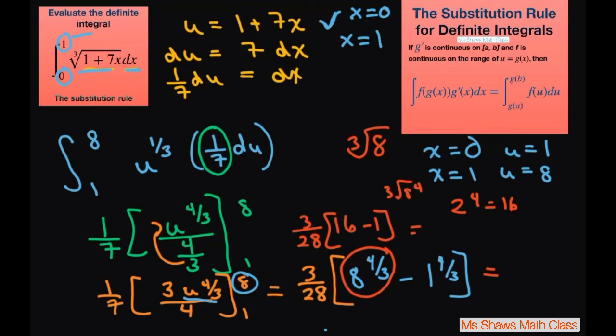So you get 3 divided by 28 times 15. And this is going to end up being 45 divided by 28. And this is your final answer.